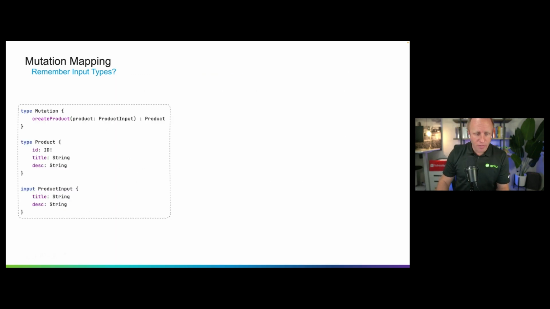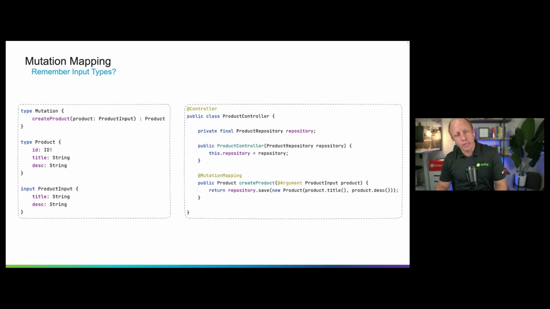Now, mutation mappings. Remember those input types I talked to you about earlier. We could take in an input type as well. Well, how do we do that on the Spring side? Nothing further. I'm just going to create a new ProductInput record, in this case, on my side that has those same fields. And I'll take that in as an argument, and then I can pass that off to my repository.